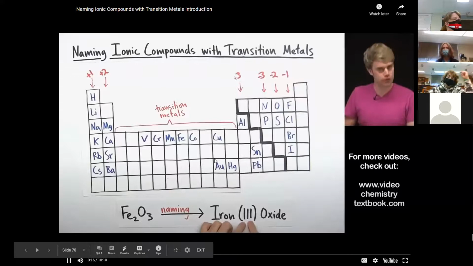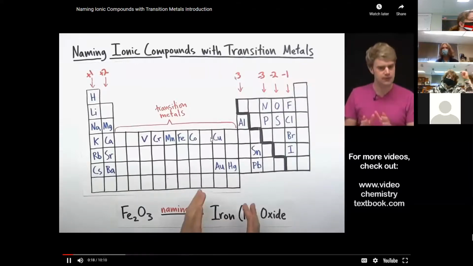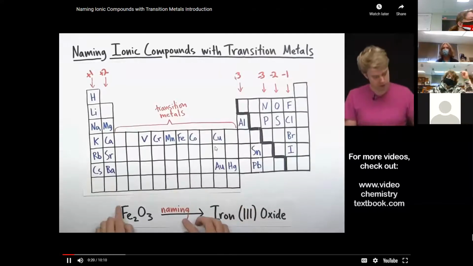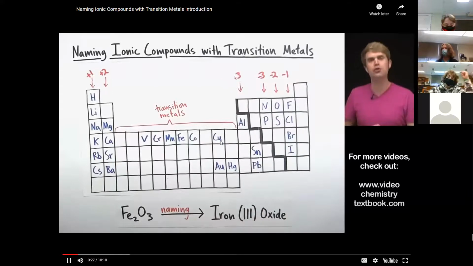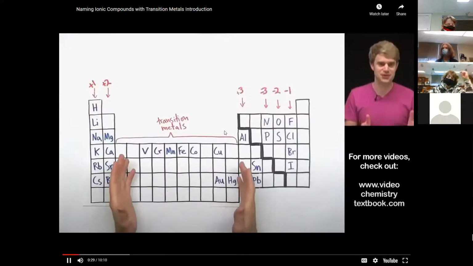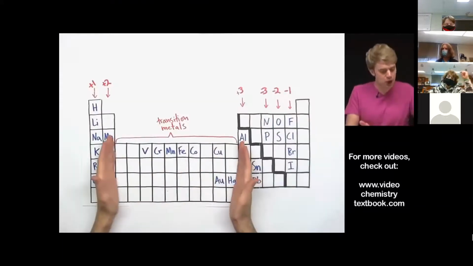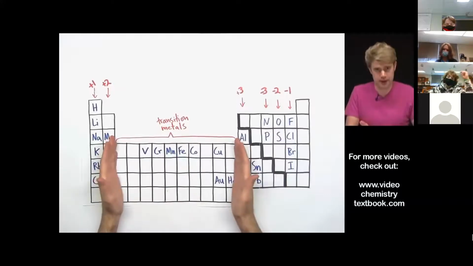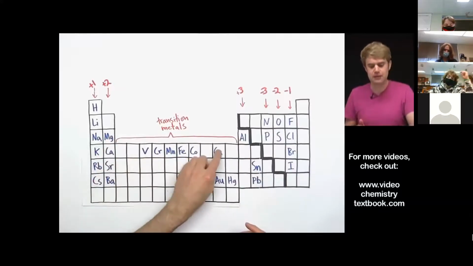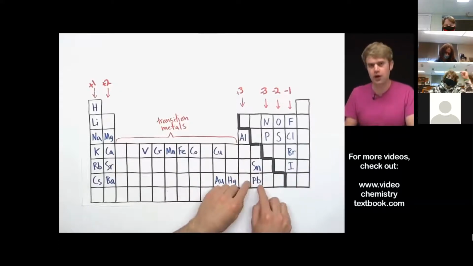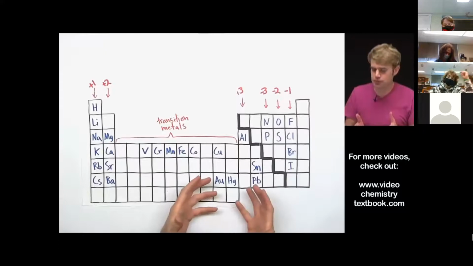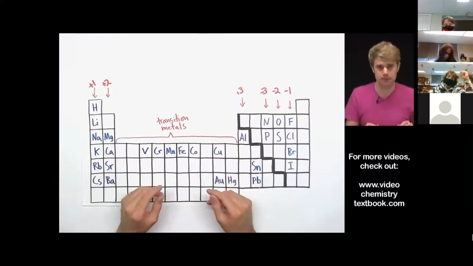have Roman numerals in the middle of them. So in this video, we'll learn how to take the formula for a compound that contains a transition metal and how to write the name for it with Roman numerals and everything. So transition metals. The transition metals are the elements in this part of the periodic table here, and I've written in some of the most common. I'm also going to be talking about some of the metals over here, which aren't technically transition metals, but they act a lot like them.